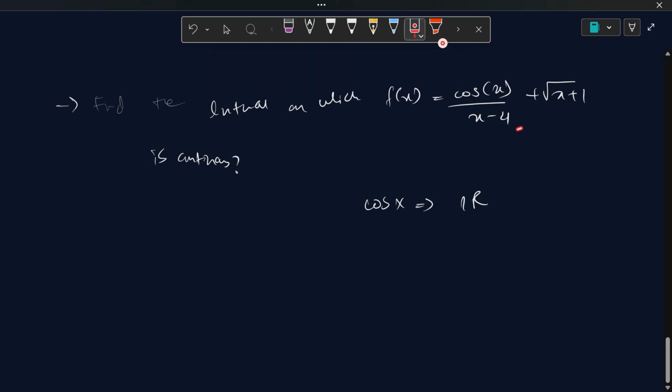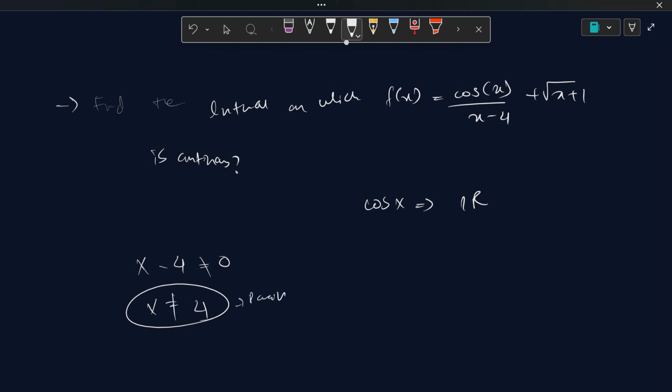Next, the x minus 4 is in the denominator. So how do we find the domain of this one? If it's in the denominator, we make it not equal to 0, because the denominator cannot be equal to 0. If we do that, we get x not equal to 4, moving the 4 to the other side so it becomes positive 4. So x not equal to 4 is the domain of this one. If you find the domain, that is also the interval of continuity, so that's why we have to figure out the domain of each one.